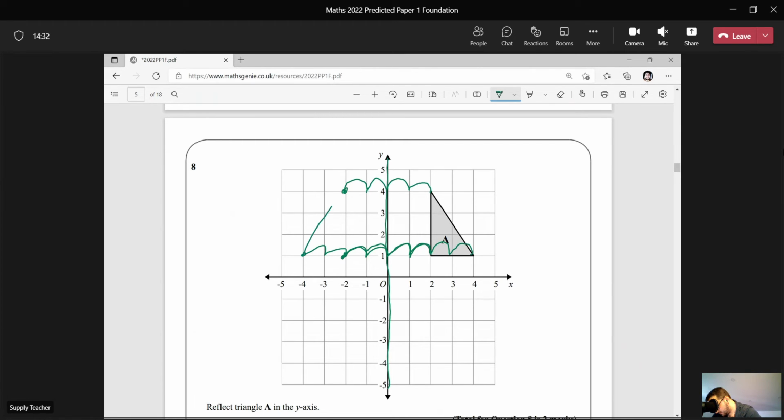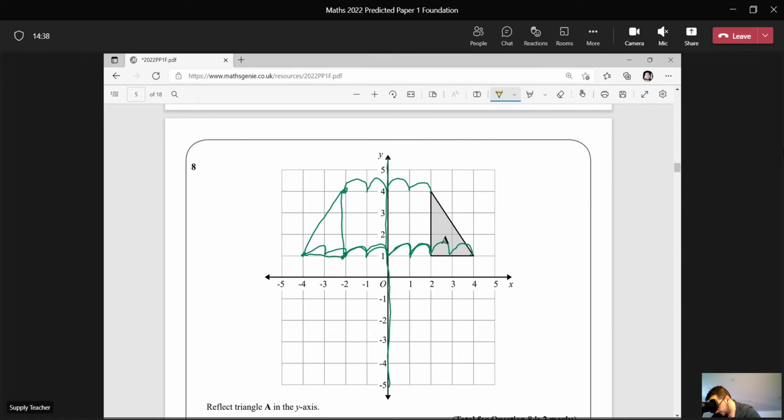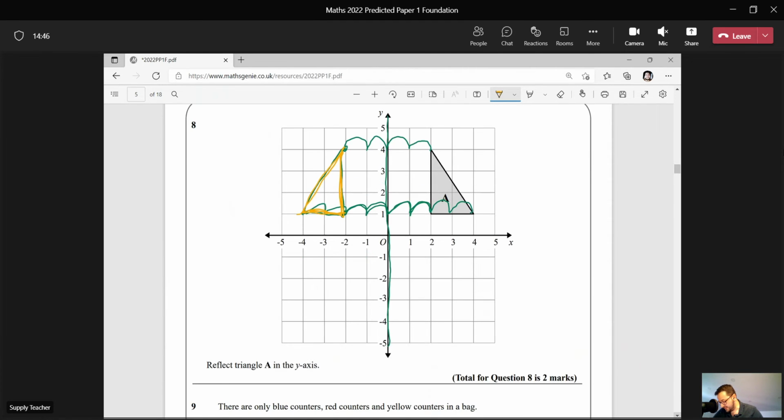And then once you've got your points, let's use a different colour so it looks a bit more obvious. Obviously I'd use a ruler if I was in an exam, but it should look a bit like that. Alright, sometimes it might say label it B or something, but it hasn't asked me that, so I'm not going to do it.